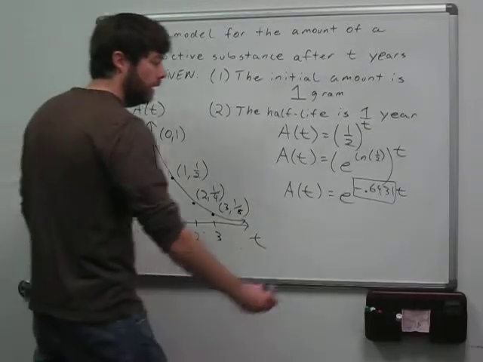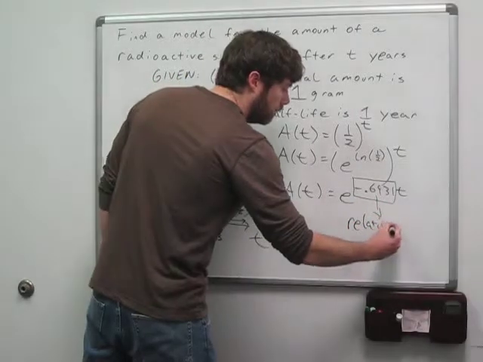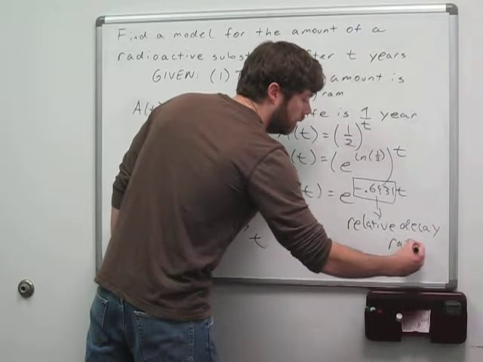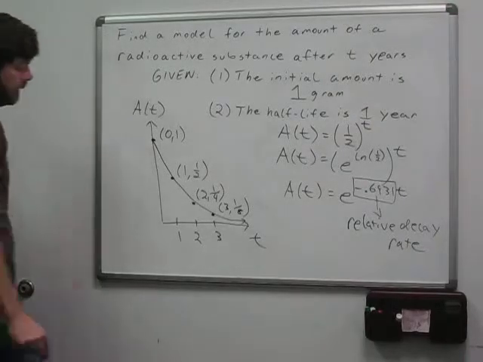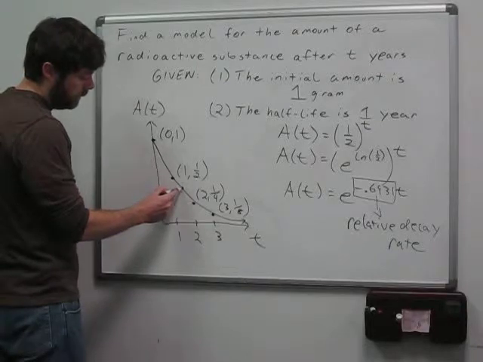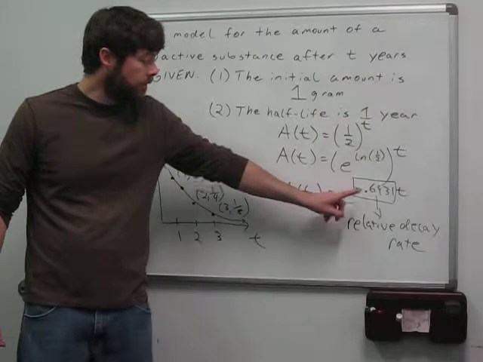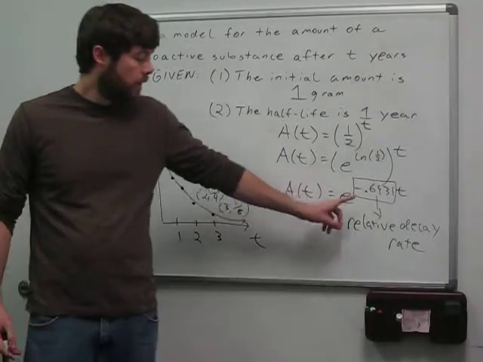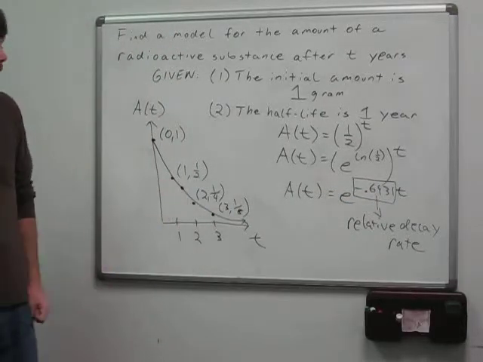And this number here is called the relative decay rate. Its meaning is very similar to the relative growth rate. At any point on this curve, the amount is decreasing because it's negative. It'll be decreasing at a rate equal to 0.6931 times the current amount present.